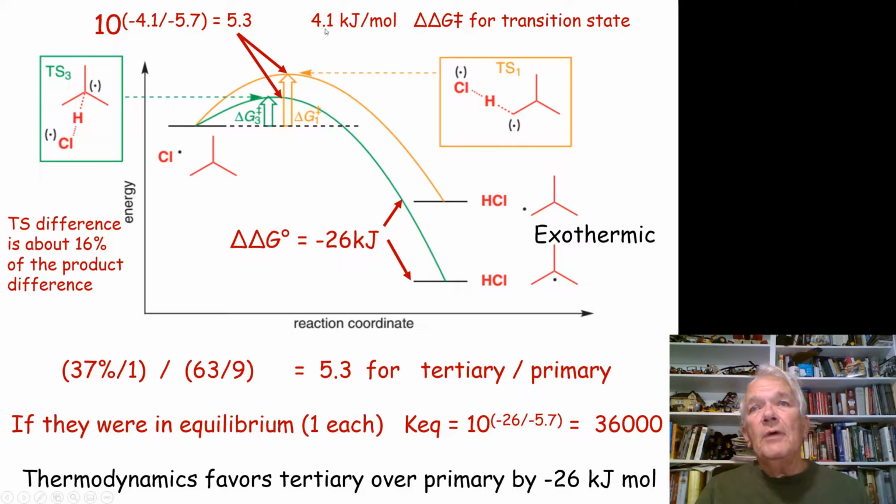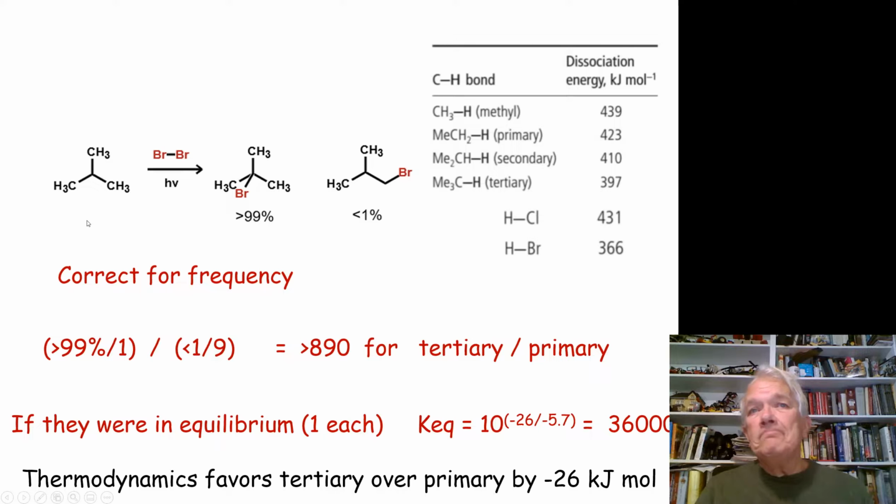I'm simply saying 4.1 over 26, and so that is our first case. Now we're going to go to bromine. When you do the same reaction with bromine, it turns out that almost all the bromine goes tertiary. It's better than 99%. Less than 1% goes to the methyl. In other words, when they say less than 1%, they probably couldn't measure it. So anyway, we can begin to do our same calculation. 99% divided by 1, less than 1 divided by 9, gives us a number which is greater than 890.